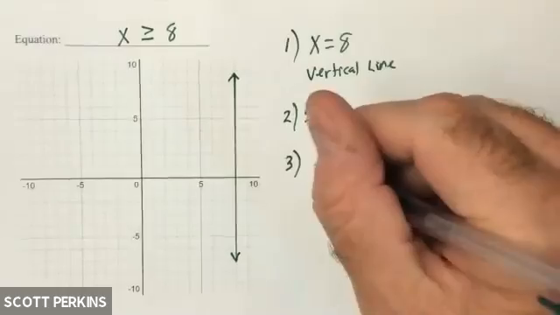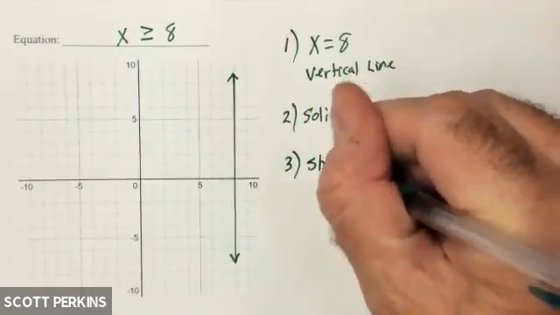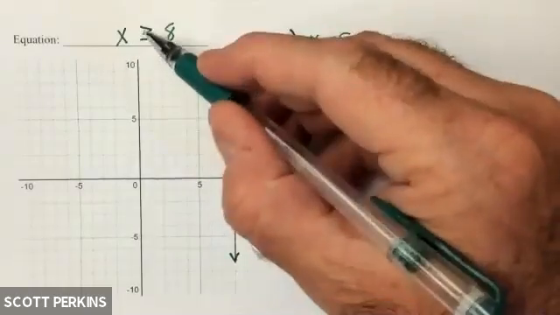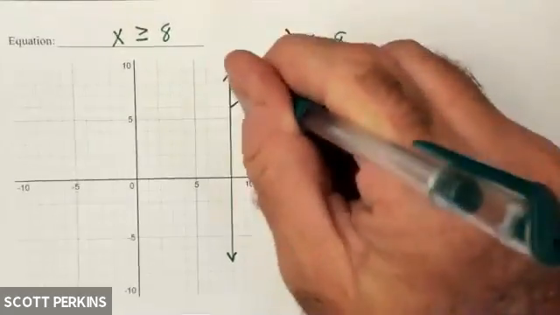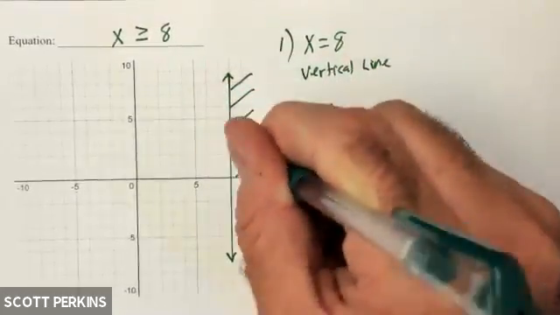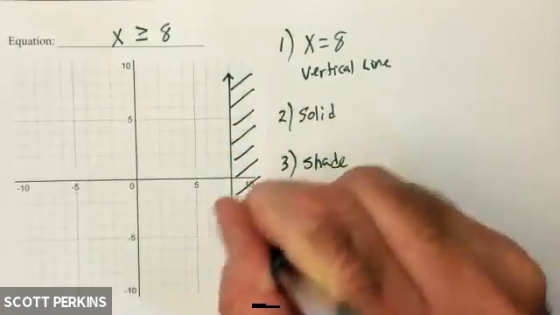Okay, so we're going to shade to the right. We shade this because x is greater than 8. Notice there's a 10 right there. That is bigger than 8. So I'm going to shade over here to the right. There we go.